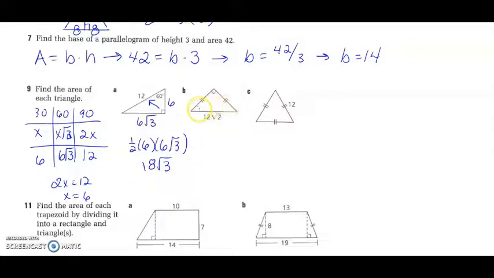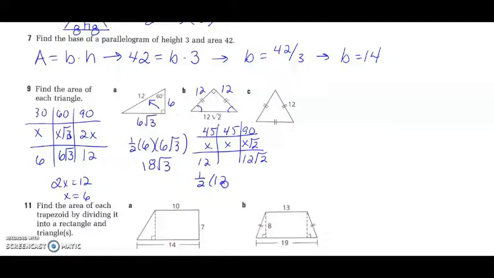This triangle here is a 45, 45, 90, because if the sides are congruent, then the angles across from those sides are also congruent. So if I set up my tic-tac-toe board, or if you can see it right away, that's fine too. If that's 12 root 2, then x is 12. So we have 1/2 of 12 times 12, or 72.